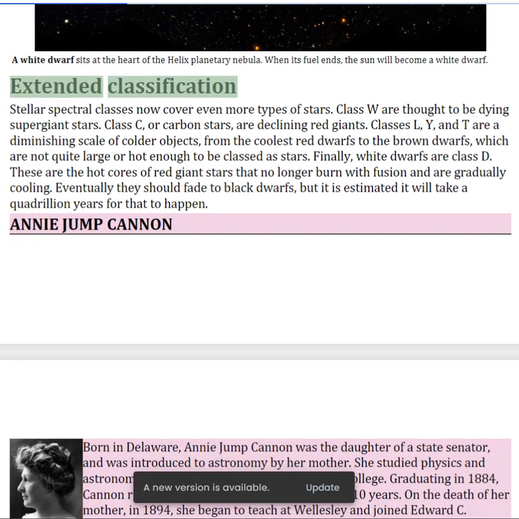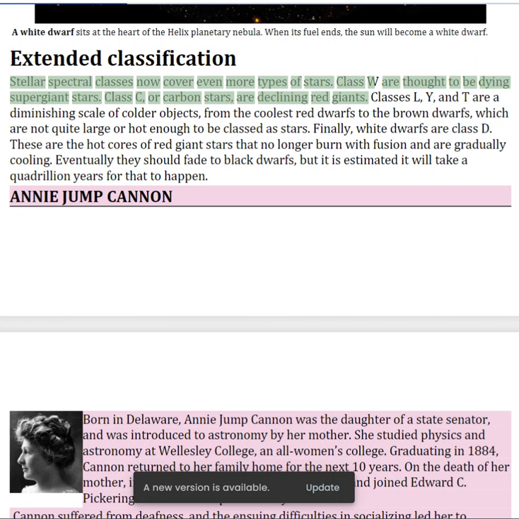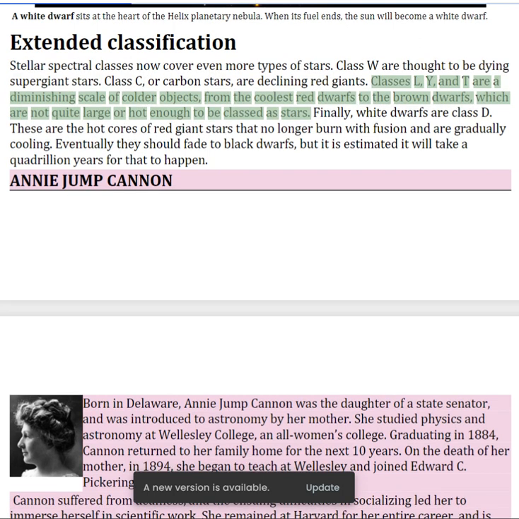Extended classification. Stellar spectral classes now cover even more types of stars. Class W are thought to be dying supergiant stars. Class C, or carbon stars, are declining red giants. Classes L, Y, and T are a diminishing scale of colder objects, from the coolest red dwarfs to the brown dwarfs, which are not quite large or hot enough to be classed as stars.